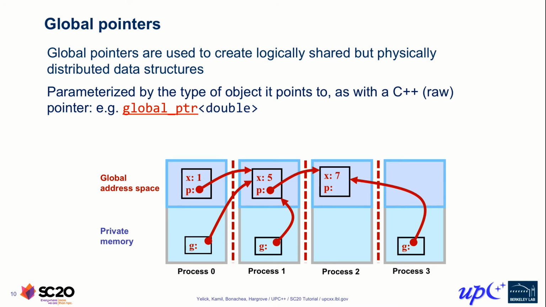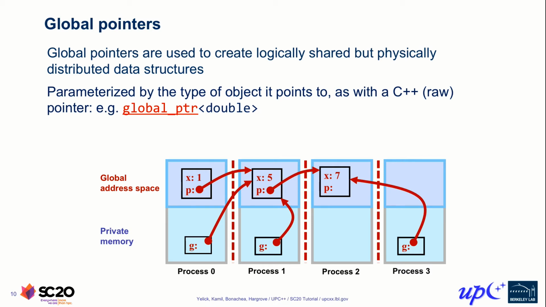I've been talking about global pointers as a way to access data that's in the global address space. Global pointers can be used to create logically shared but physically distributed data structures. In the picture below, we have a linked list that's living in the global address space. There's one node living in each of processes 0, 1, and 2, and they're linked together with what are called global pointers. There are also global pointers that live in the private part of the address space but point to things that are in the global address space.